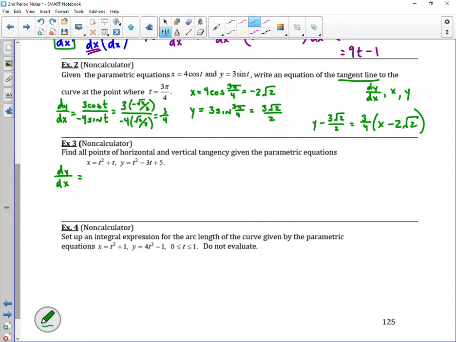They should be x and y values for your points. Unless they say, like, what's t when it has horizontal or vertical tangency?